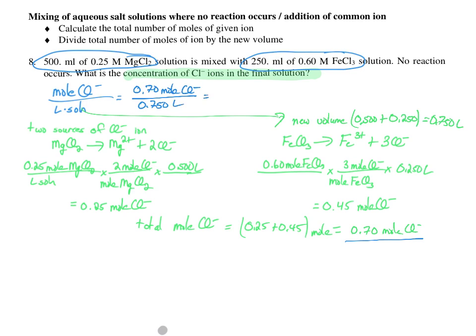And we do the math. This comes out to be 0.93333 moles of chloride ion per liter. In terms of sig figs, we're going to be limited to 2, so our final answer is 0.93 moles per liter.